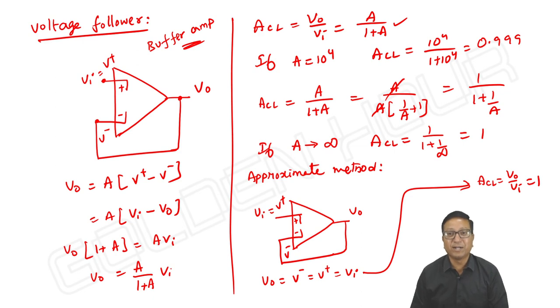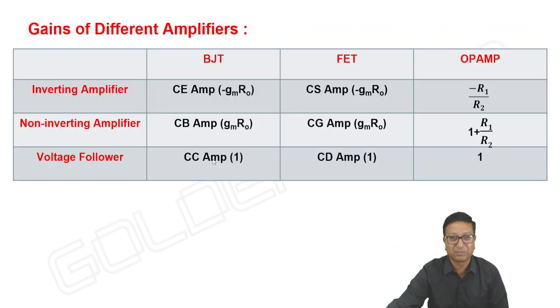We have gone through three kinds of amplifiers: non-inverting amplifier, inverting amplifier, and voltage follower or buffer amplifier using op-amp. The same three circuits we have gone through using BJT and FET. Now let us have a look at this table. See, gains of different amplifier circuits. Inverting amplifier using BJT, what is that? CE amplifier, whose gain is minus gm into RO. Of course, gm is equal to IC by VT.